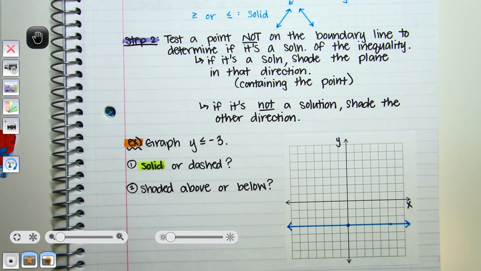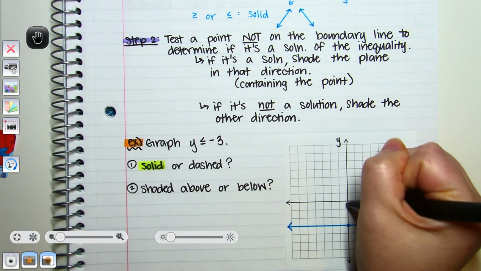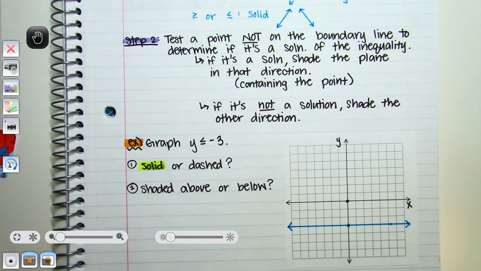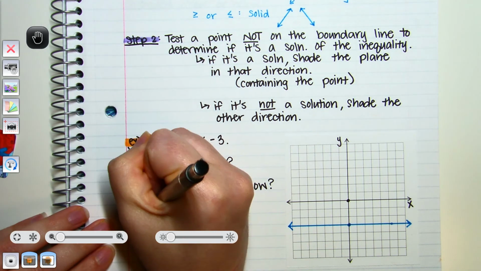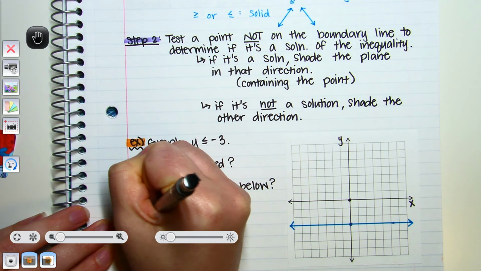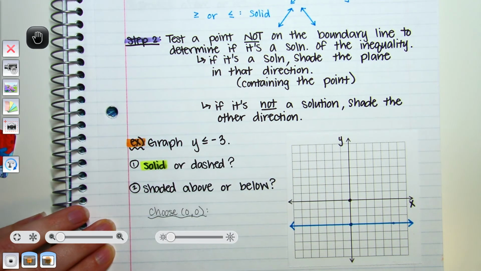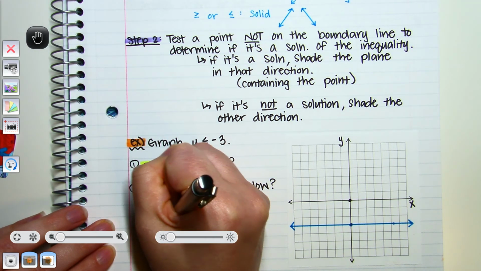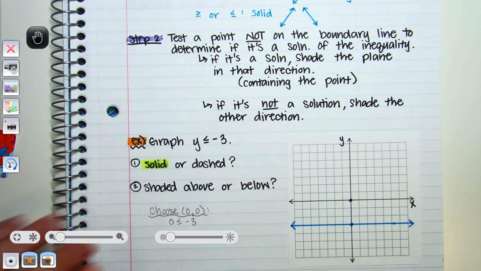But for the sake of testing a point and plugging it in, I'm going to go ahead and do that for this example. So the point that I always like to plug in whenever possible is 0, 0. Just because it's nice, it makes everything cancel out. If it's multiplied by anything, fractions, anything like that, 0, 0 is always really nice to plug in. So I'm going to choose the point 0, 0. So when I plug that in, I get 0 is less than or equal to -3. This is a false statement.